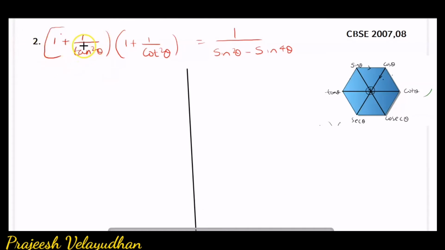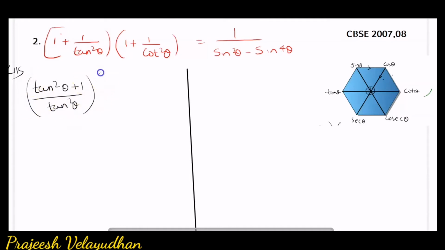The second question: 1 plus 1 upon tan square theta into 1 plus 1 upon cot square theta equals 1 by sin square theta minus sin raised to the power 4 theta. It is a CBSE 2007 and 8 question. First, before applying identities, this is just like a fraction. So 1 plus 1 by tan square theta, that we can simplify first. So I am writing here our LHS: tan square theta plus 1 upon tan square theta.